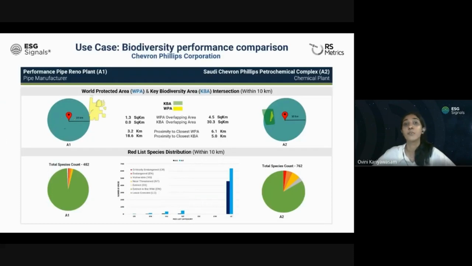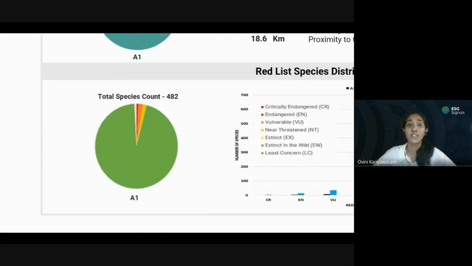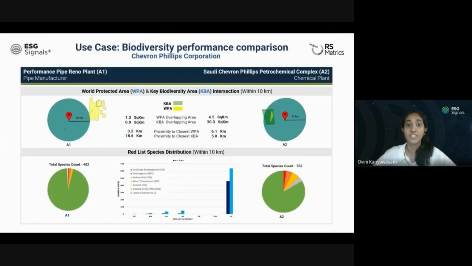Another important thing to note is that the pipe manufacturer does not have any critically endangered species within 10 kilometers. These insights can help in identifying if an asset is located in an area which is rich in biodiversity, and it will help assess compliance with voluntary sustainability standards and safeguard policies of corporate institutions.